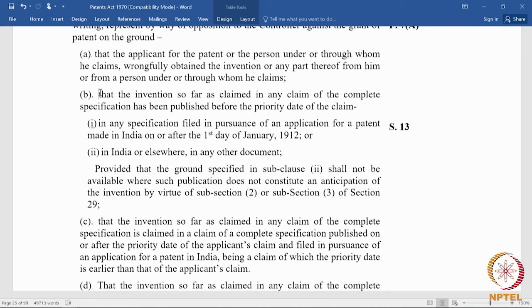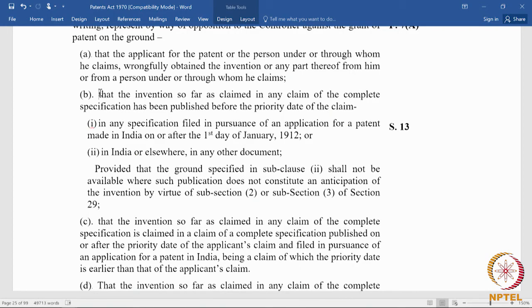Now, that is B1. B2 says in India or elsewhere in any other document. Now, this covers the world. B1 only said specification made in India after 1912, which means right from the first patent specification made in India, you could look into a specification for determining anticipation. B2 covers the entire world. Anything above that, which is any document in India or elsewhere. This relates to section 13(2).